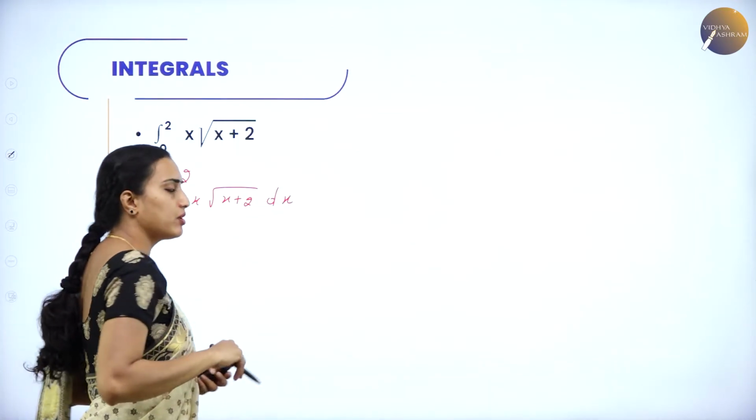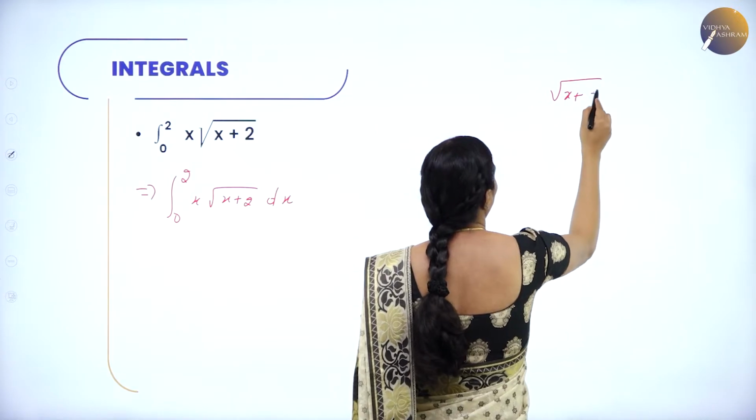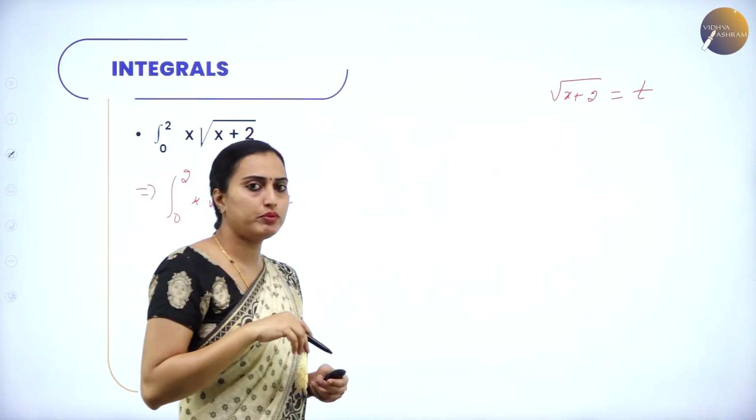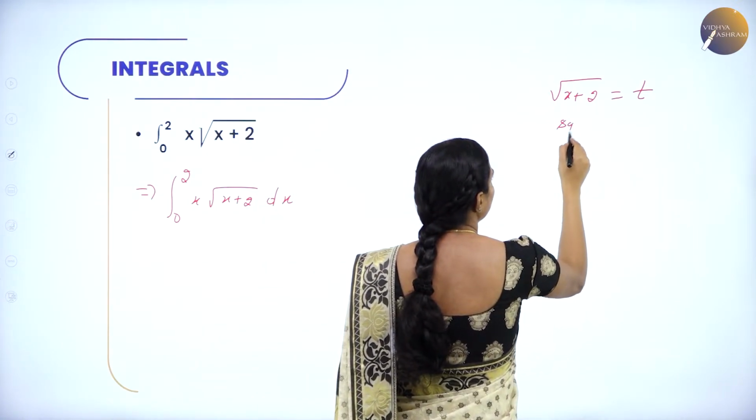Okay. Now you can substitute under the root of x plus 2, that is what is getting complicated here. Under the root of x plus 2 is equal to t. If you substitute under the root of x plus 2 is equal to t, you can have squaring on both the sides, isn't it?